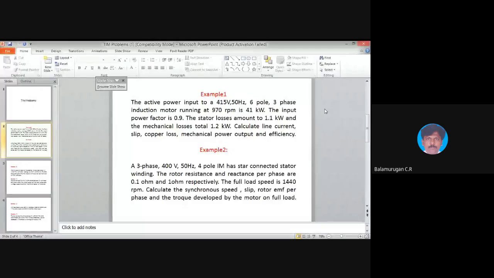So you take the next problem. A three phase 400 volt 50 hertz 4 pole induction motor has a star connected stator. So you copy the problem and you write the given data.